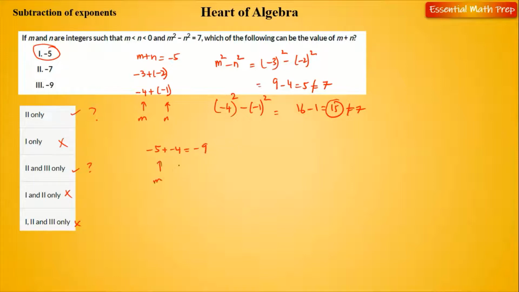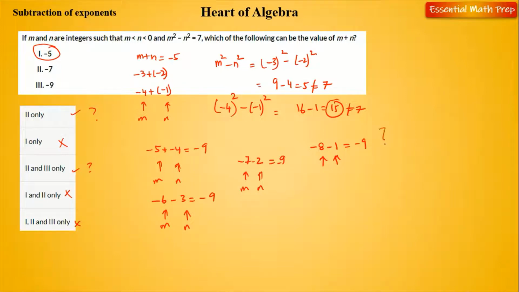If this were m, this were n. You can assume either to be m or n, it doesn't really matter. You can do -6 plus -3, that'll give you -9. -7 plus -2 will also give you -9. These are all m and n. Please don't mix them, because we are saying m is less than n, so the first value is always m. Or you can get -8 and -1. These are all -9, right? So I think we can eliminate something straight away.